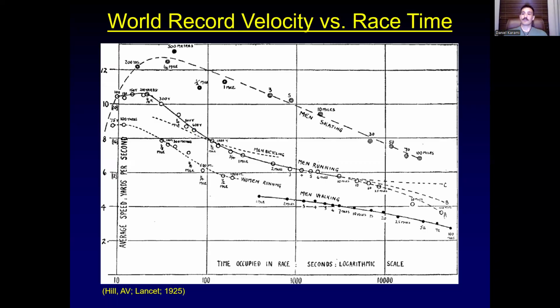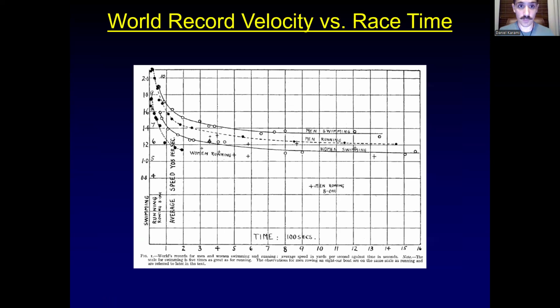We're going to start with the world record velocity versus race time. Very intuitive graph from 1925. As you increase the race time, you decrease how fast they're running. Very intuitive, not too hard to understand. If we change it for different types of sports, men's, women's, swimming, running, you can see that there's somewhat of an asymptote. You can only go so fast in so little of a time.